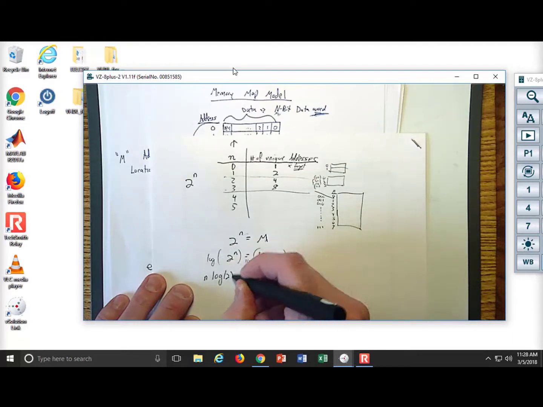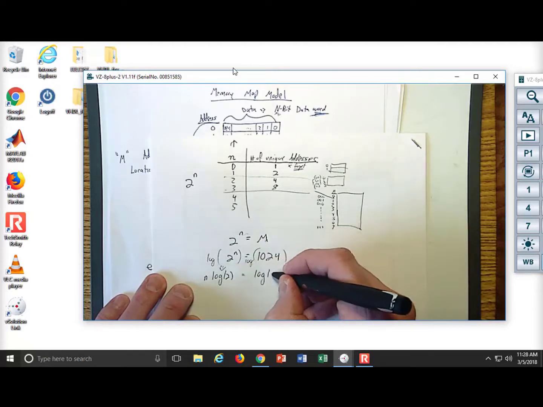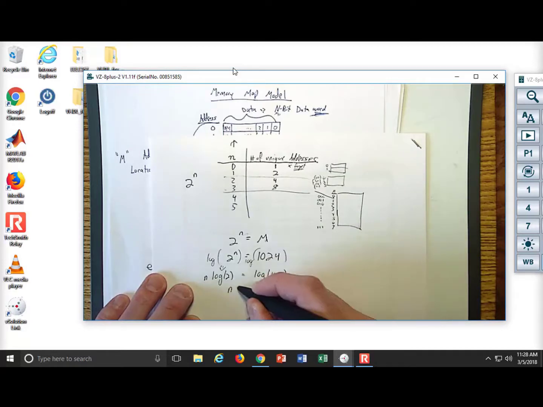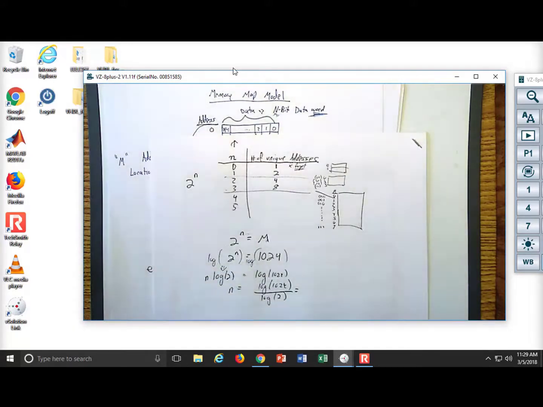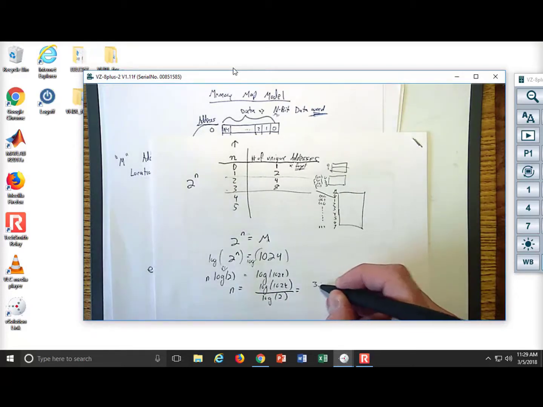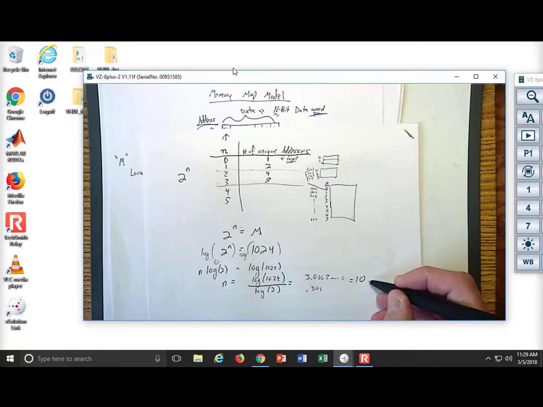So I have the exact same. These two are equal to each other. It's just a manipulation of logs. And then this becomes log 1024. And then if I want to solve for n, I simply say n is equal to log 1024 divided by log of 2. What's that end up being? Well, let's figure it out. A lot of logs. So log of 1024 is like 3.0102 and so on. Log of 2 is equal to 0.301 and so on. So what does this end up being? It's about 10, right? So I have 10 address bits.